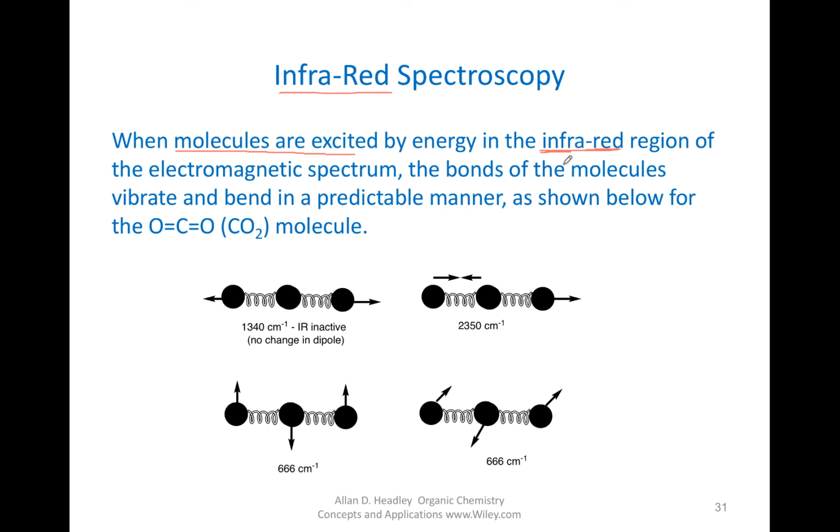When they're exposed to specific energy in the infrared region, they are excited, but in a specific way. Keyword, they are excited in a specific way. The way that they are excited is that the bonds vibrate. The bonds vibrate in a predictable manner. So we got some keywords here. The bonds vibrate and bend in a predictable manner. So in other words, here is a molecule, carbon dioxide. If that should be exposed to infrared radiation, the excitation, which would now be bond vibration and bending, will be in a predictable manner.